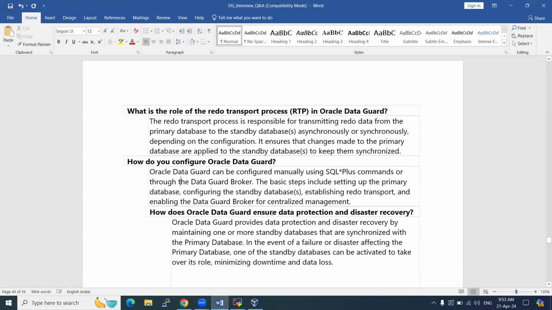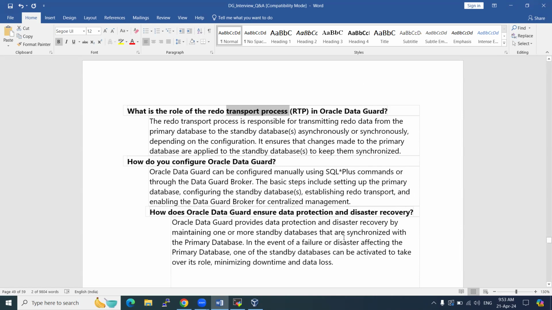Next question: how does Oracle Data Guard ensure data protection and disaster recovery? Yeah, that's where, right, we have checked. Our primary and standby are there, syncing on both sides. We already went through data protection and disaster recovery. What is the use of Data Guard, right? It is going to provide data protection and disaster recovery by maintaining one or more standby databases. Data protection it provides as part of redo synchronization. Each and every transaction on the primary side is transferred through the RTP, the redo transport process. By using that, our archives are syncing from primary to standby side.